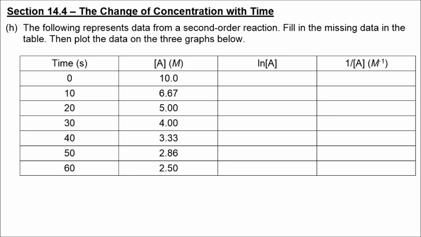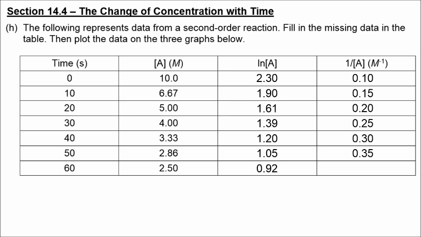Here is some sample data for a second order reaction. So we could calculate the natural log of all of these numbers, and we can calculate 1 over the concentration for all of these numbers. Now, are we going to get a straight line if we plot A versus time? No. Are we going to get a straight line if we plot natural log of A versus time? No. We are going to get a straight line if we plot 1 over A versus time. Let's take a look.